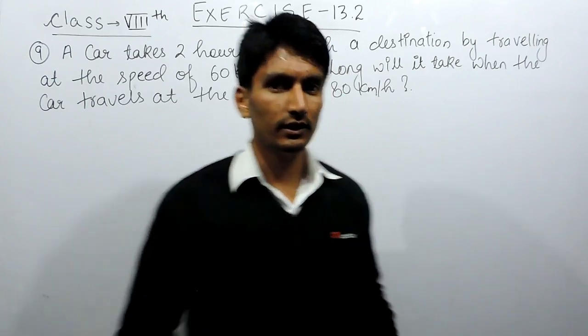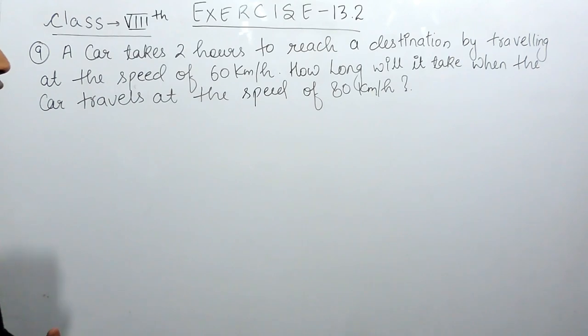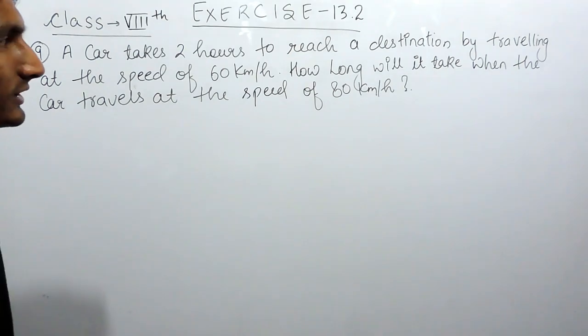Hello everyone, in this video we are going to solve question number 9 of exercise 13.2. The question says: a car takes 2 hours to reach a destination by traveling at the speed of 60 km per hour. How long will it take when the car travels at a speed of 80 km per hour?